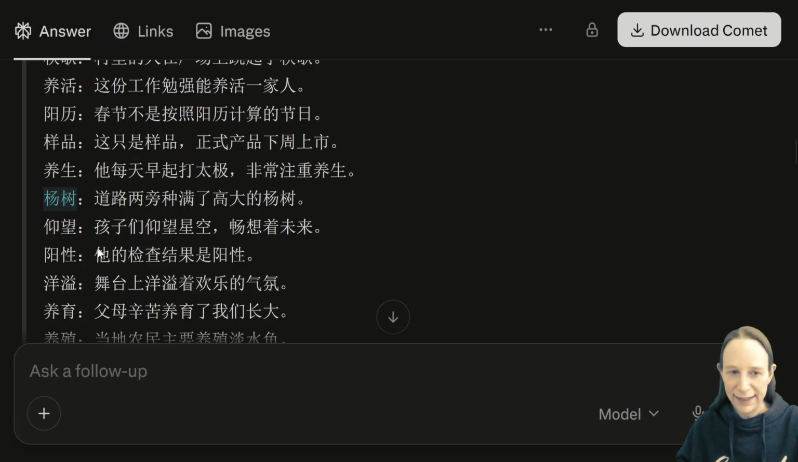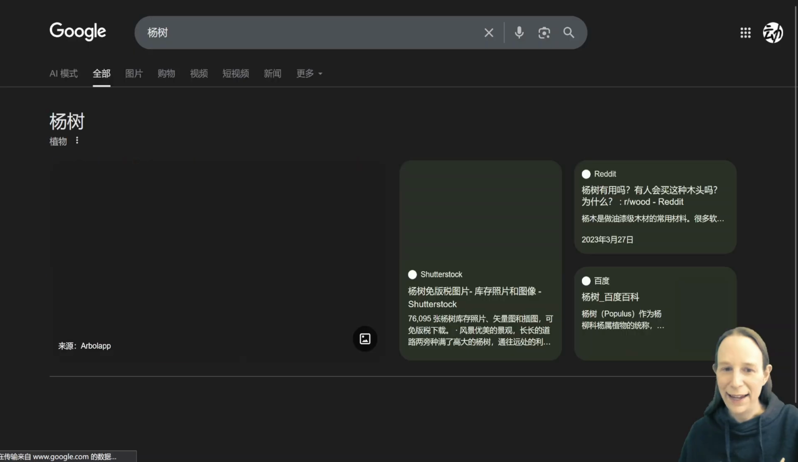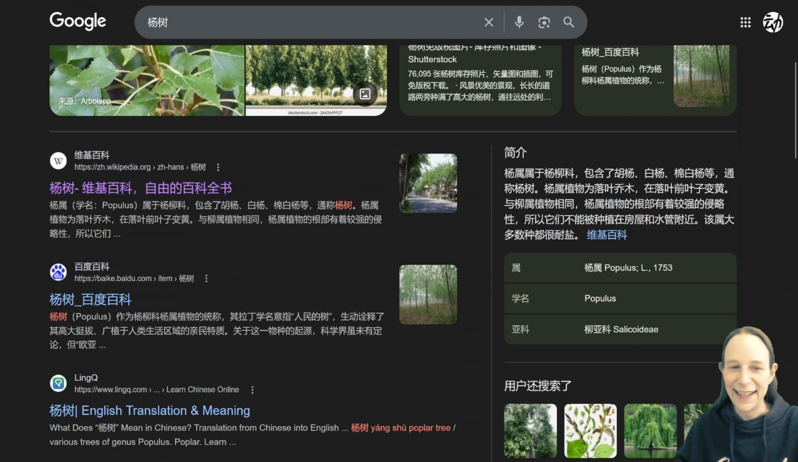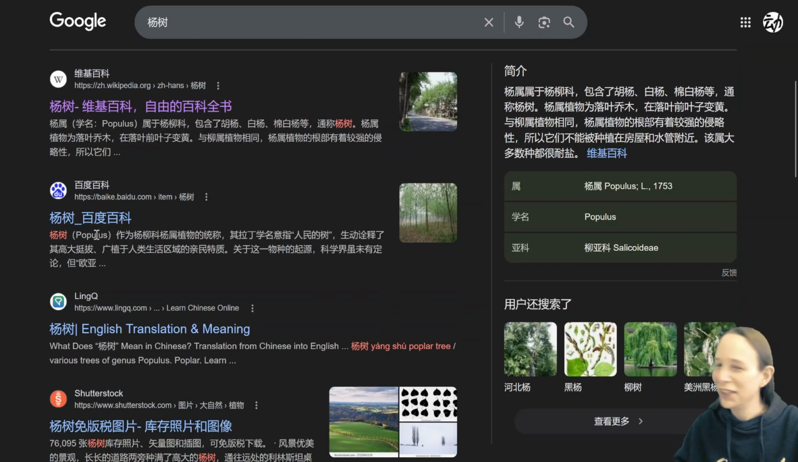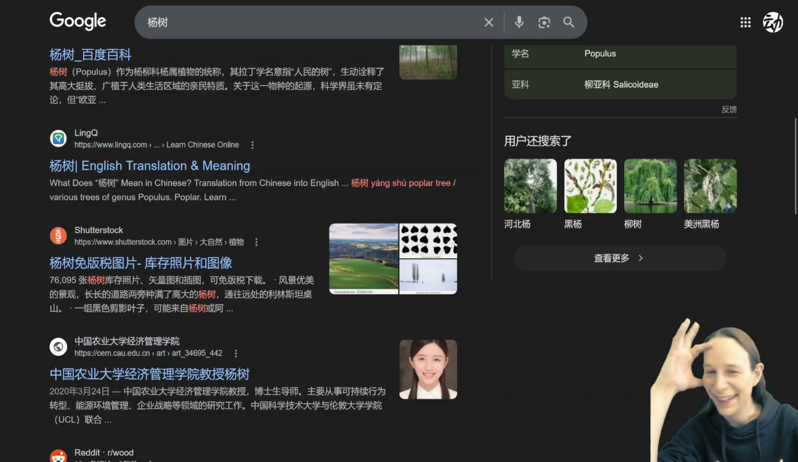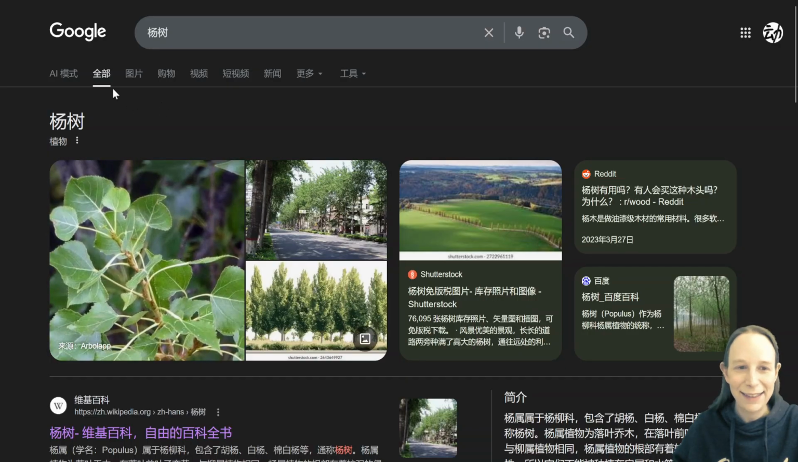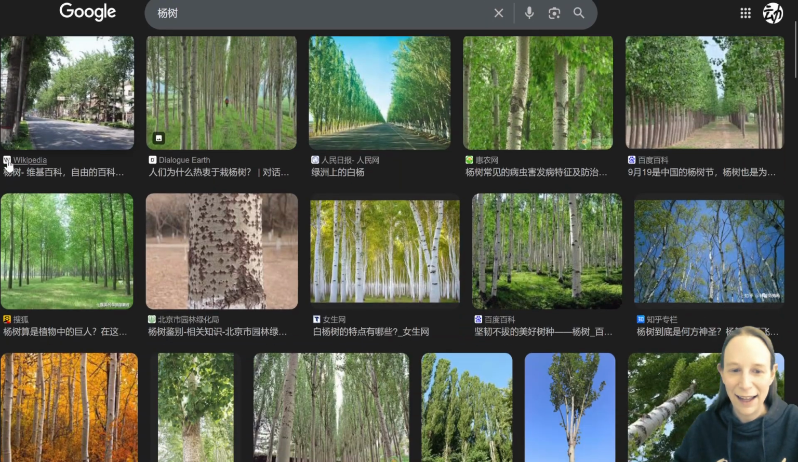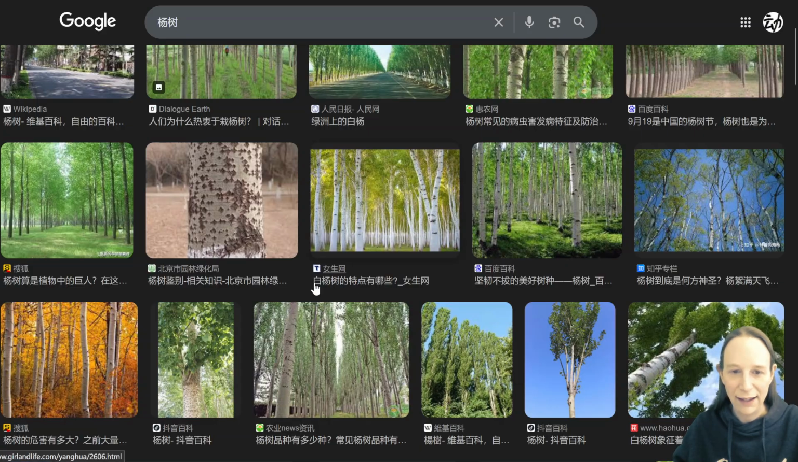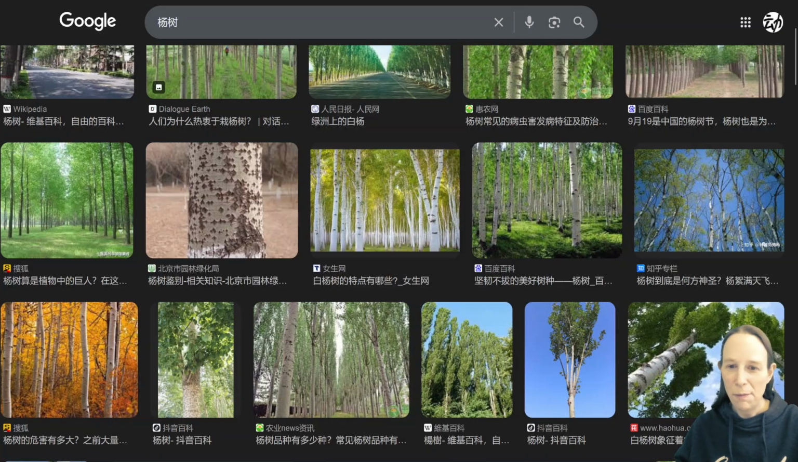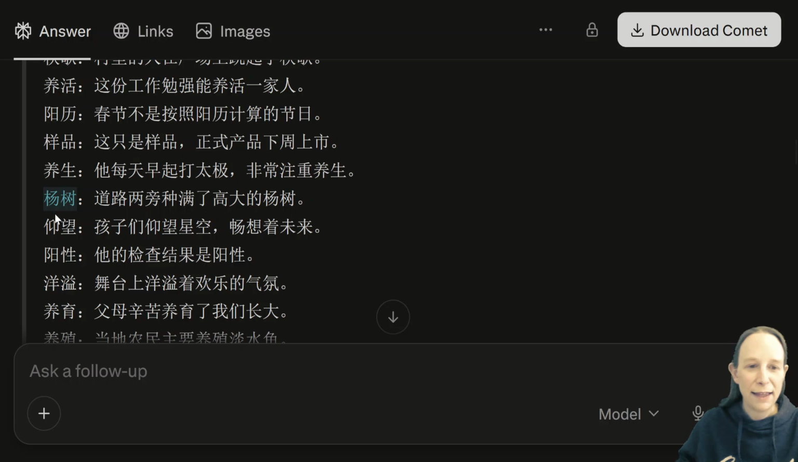杨树. This is a poplar. Poplar. Populus. Sounds Latin. Anyway, this is what poplars look like. 杨树, 白杨树, poplar. Not sure what else to say about that. Poplars are very popular.